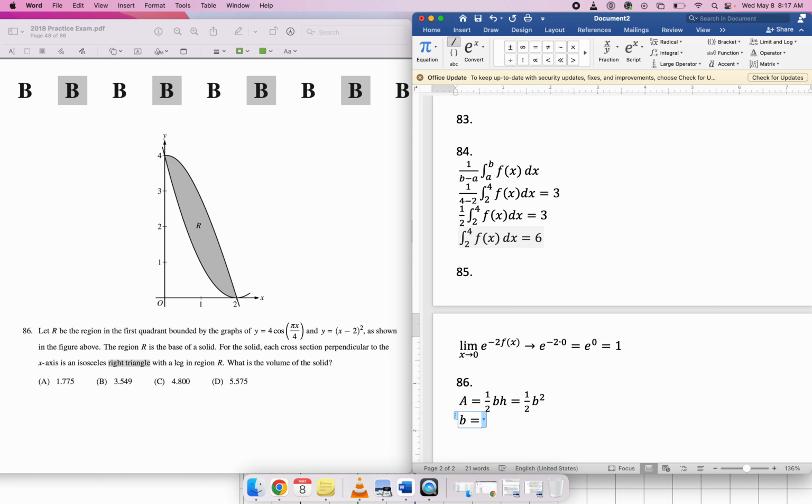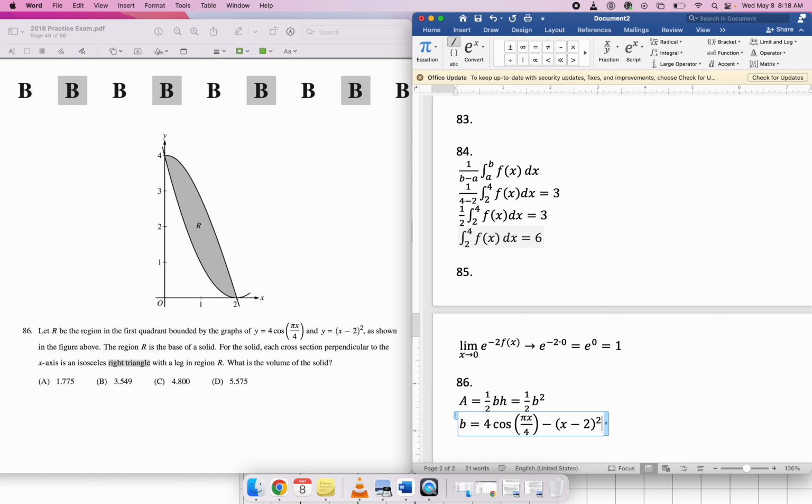Which one is which? I'm pretty sure the top curve is the cosine function, because the other is a parabola that opens up, and x minus 2 squared has got to be this one. Of course, you could check on your calculator to make sure. But I think the cosine function is the top one. So b is going to be cosine of pi x over 4 minus the bottom curve, which is the quadratic x minus 2 quantity squared.